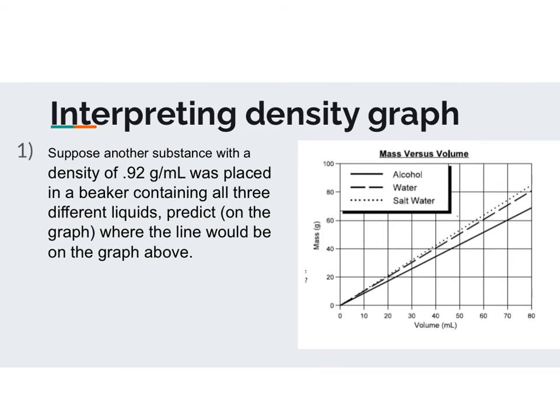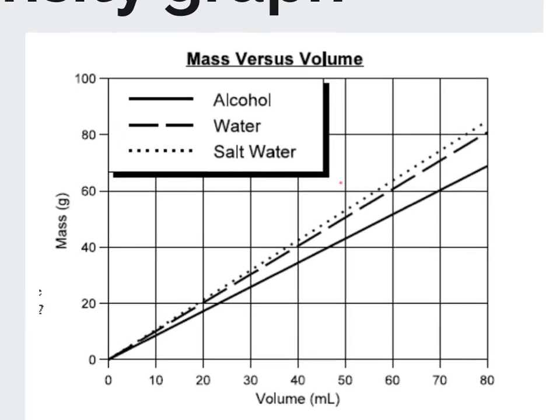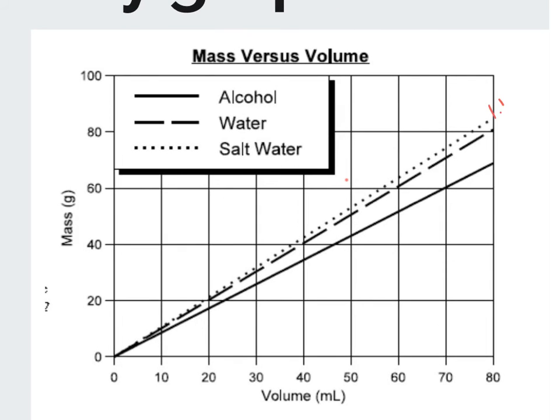All right, so if I wanted to add another one with a density of 0.92, where would this go? Remember, this one was 1.1, this is 1.0, and this one's 0.9. Where would my line go? What's the density really? The other density is 0.92. Right above the alcohol, right?